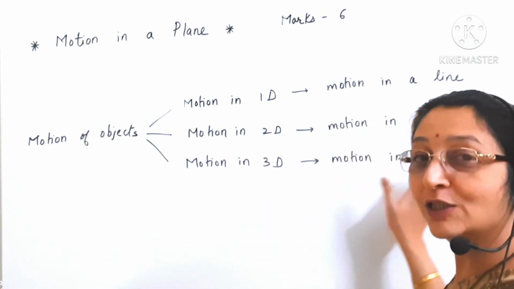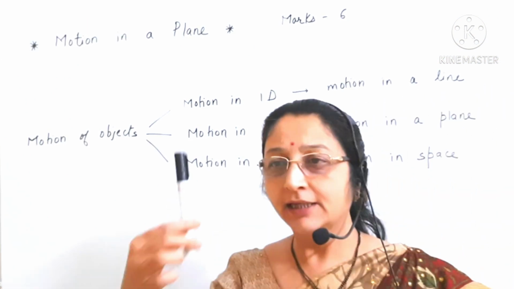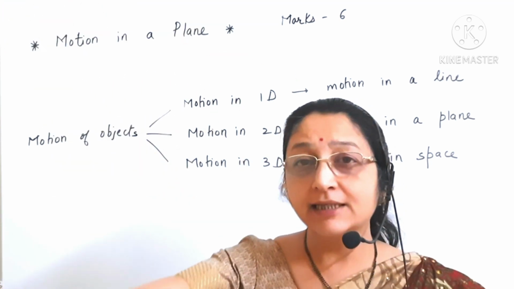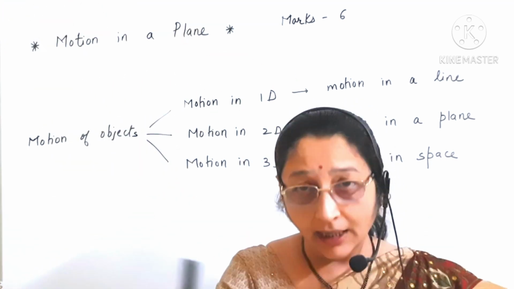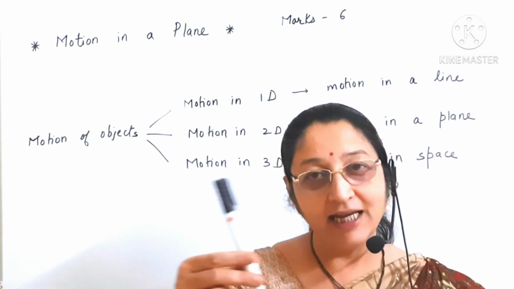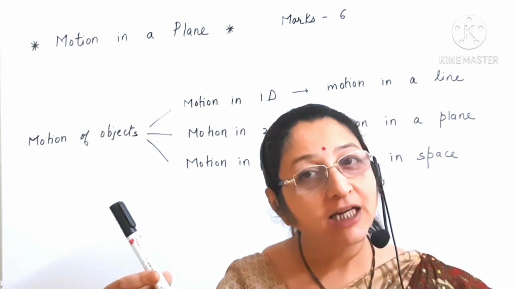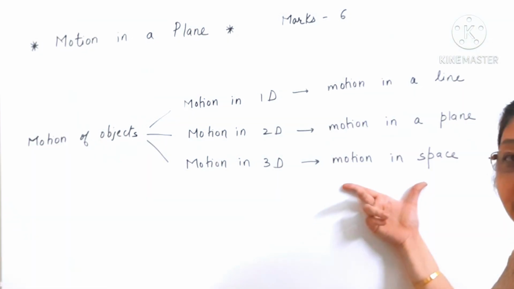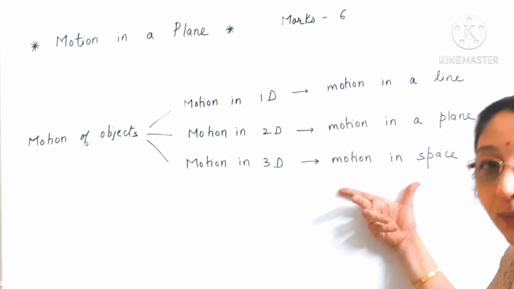That is the motion in the space. So this is the object and it is moving in this space, in this three dimension it is moving, and hence the motion of this object is called the motion in space. It is three-dimensional motion.